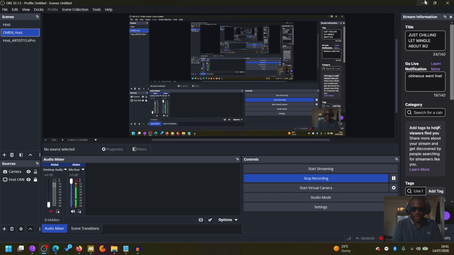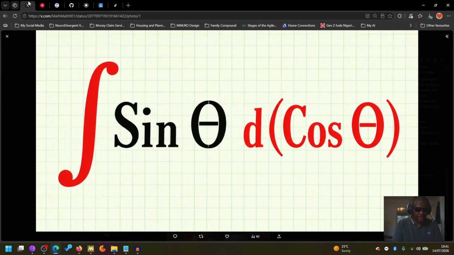Definite, indefinite integral. Let's see whether I can still evaluate an indefinite integral. Okay, so this is the question I'm looking at here on X.